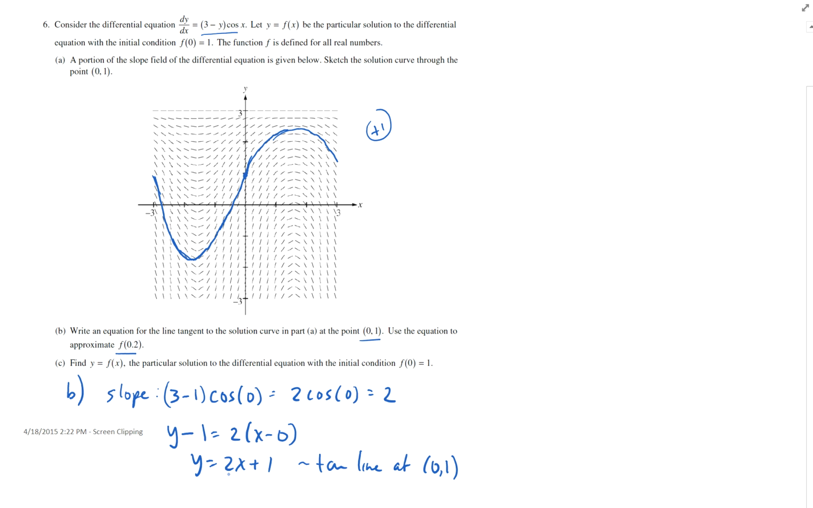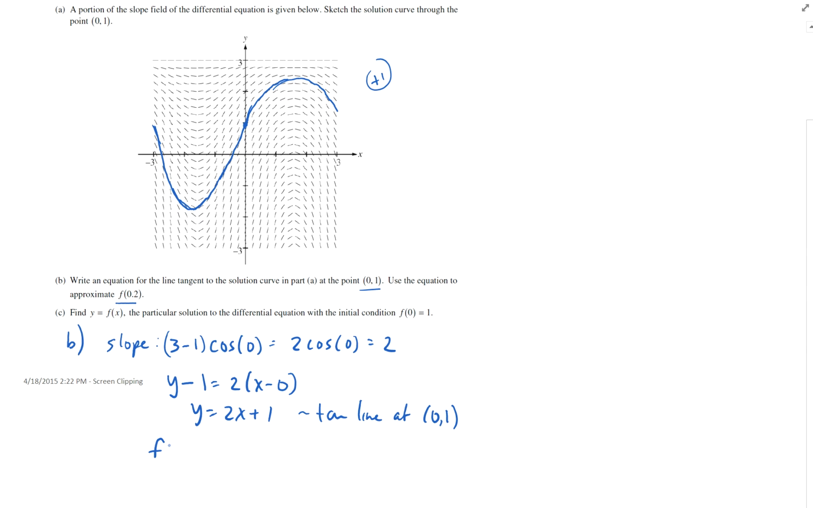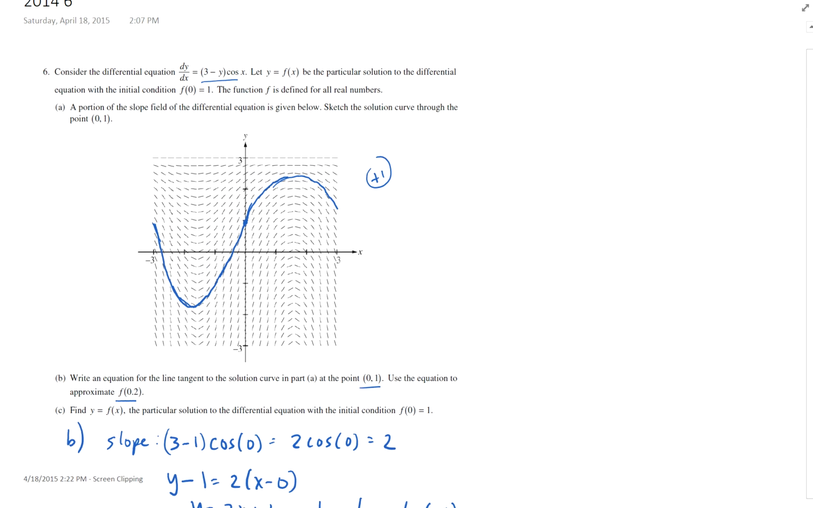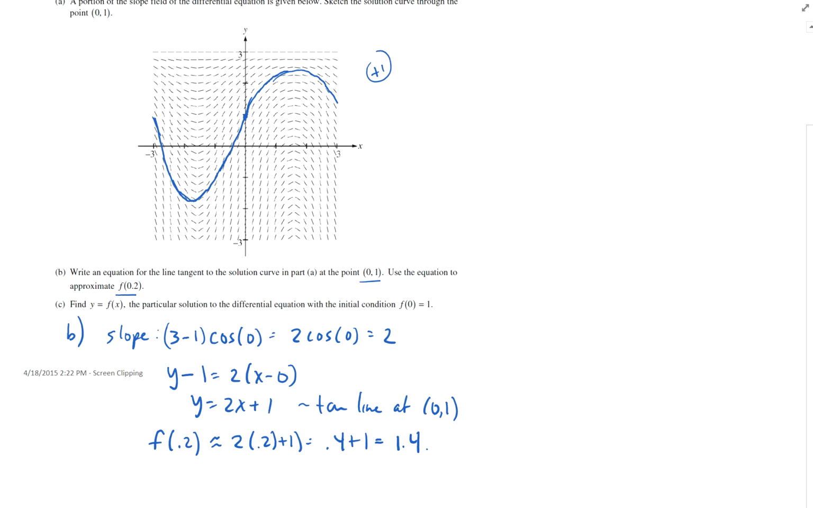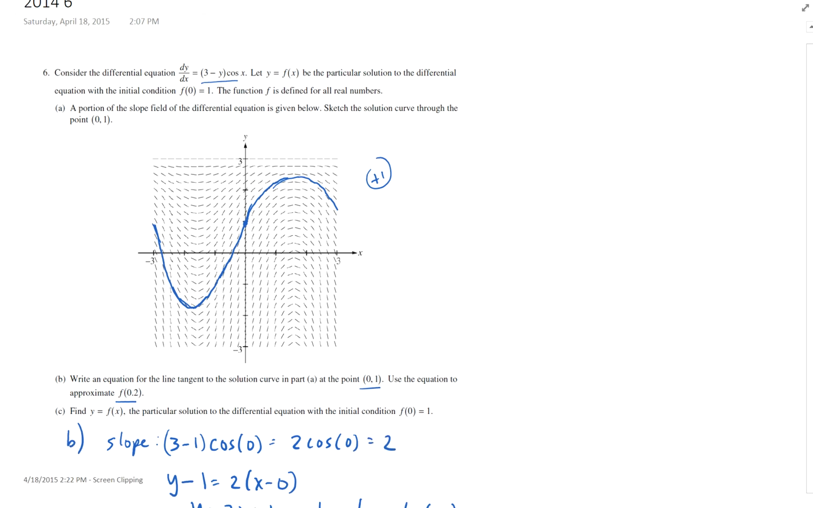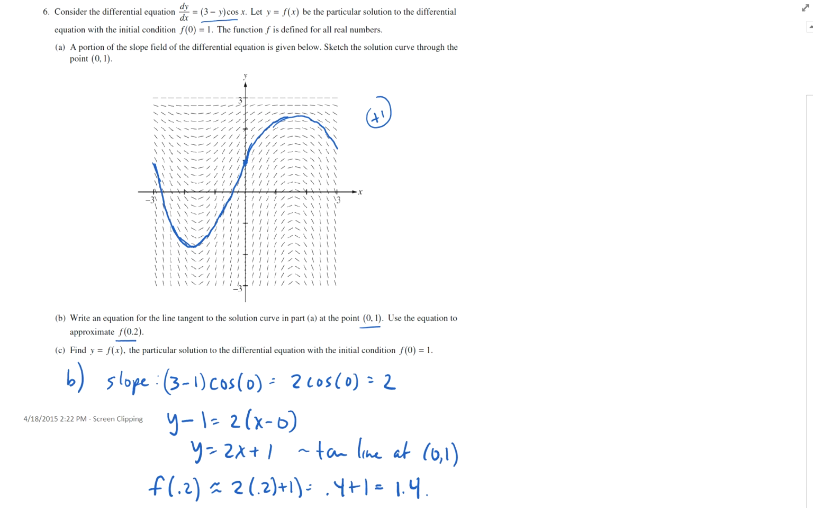And then it says to use that to approximate f(0.2). So f(0.2) is approximately equal to 2 times 0.2 plus 1. 2 times 0.2, 2 times 2 is 4, so 0.4, plus 1 is 1.4. Okay. Got it? Okay. B. Or I should say C.